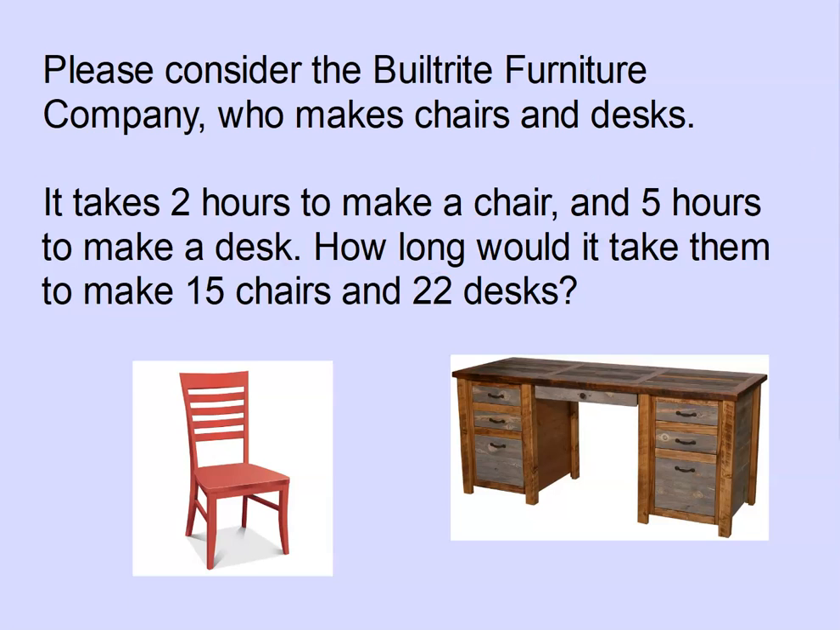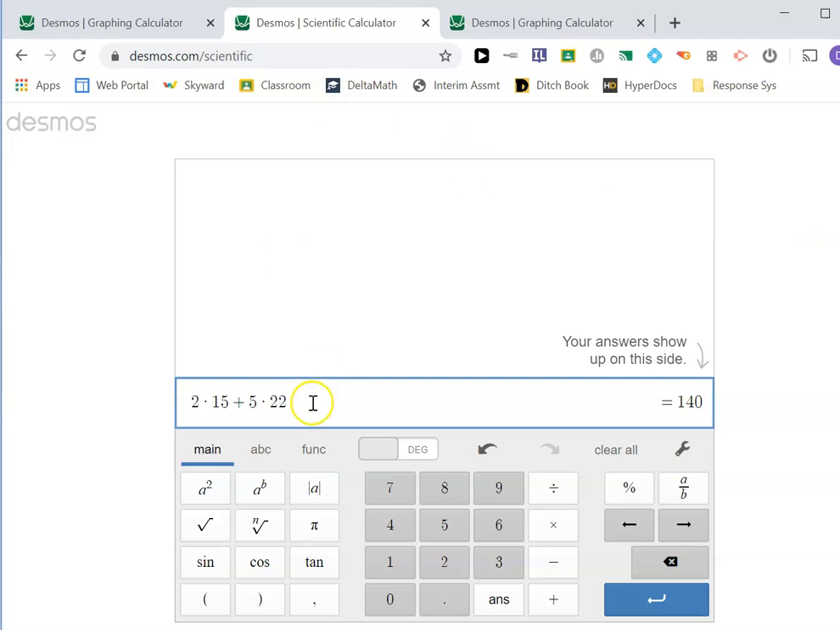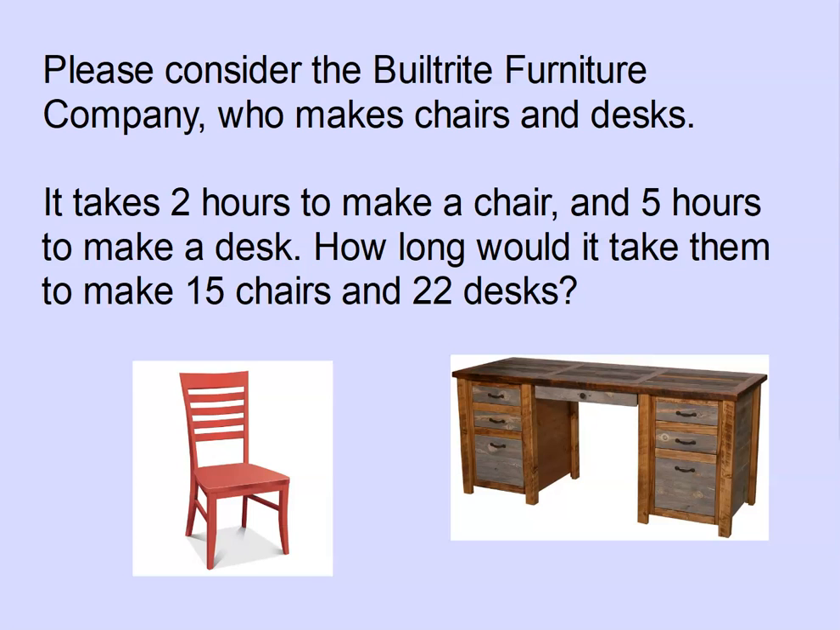I encourage people to use something like this, where if you're using a scientific calculator, it will leave the math on the screen for you and then put the answer there for you. So here's the math doing that. You could just type 2 times 15 and get your answer, and then type 5 times 22 and get your answer, and then add those two things together. But it makes sense to me to just leave the thing on the screen that way and get your answer. So it's 140 hours.